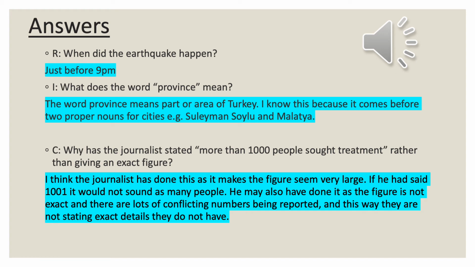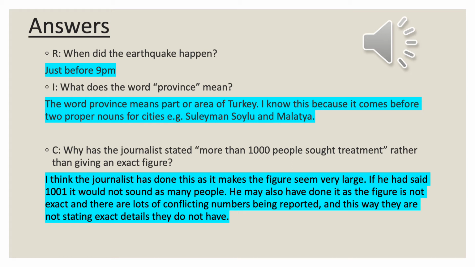Okay, so here are our answers. So retrieve. When did the earthquake happen? And just as it says in the article, just before 9 p.m. What does the word province mean? So the word province means part or an area of Turkey. I know this because it comes before two proper nouns for the names of cities and locations. For example, Süleyman Soylu and Malatya.